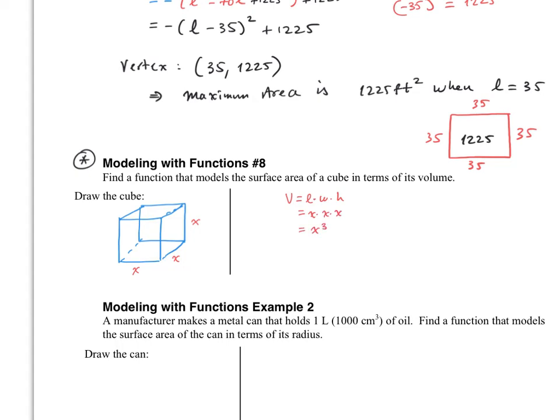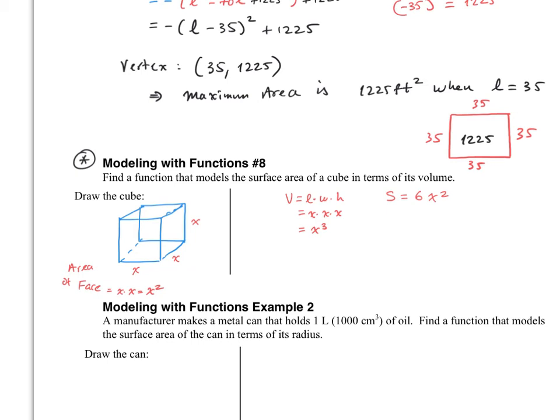Next, you need to find the surface area. Notice that a cube actually has 6 sides: 1, 2, 3, 4, and then the top and the bottom. Or you can say that it has 6 faces, and the area of each face is going to be x times x, which is x squared. So therefore the surface area is equal to 6x squared.